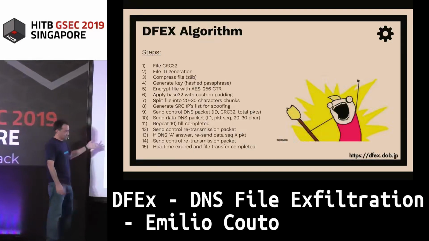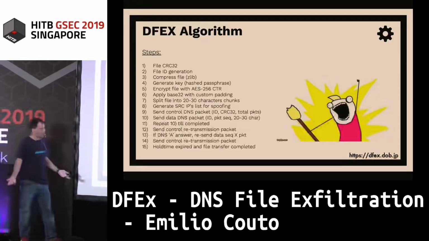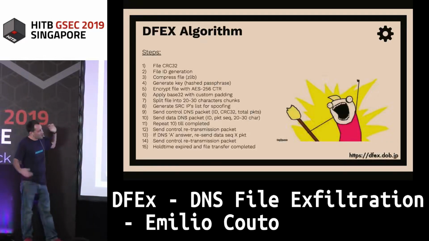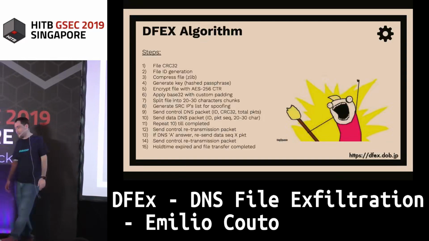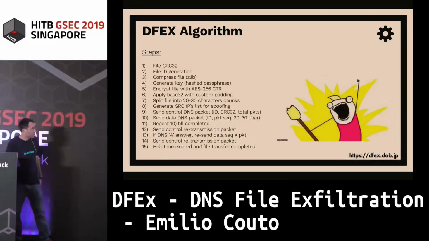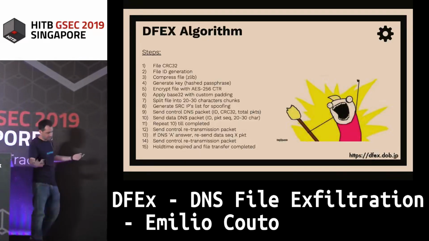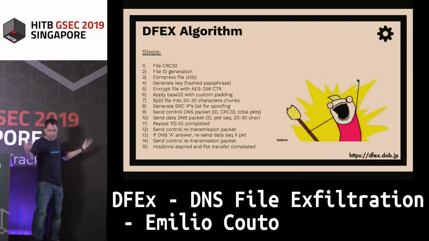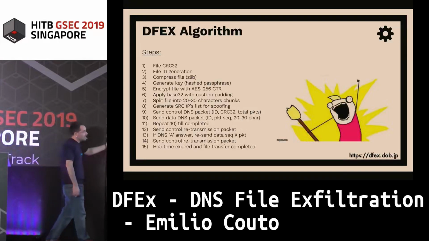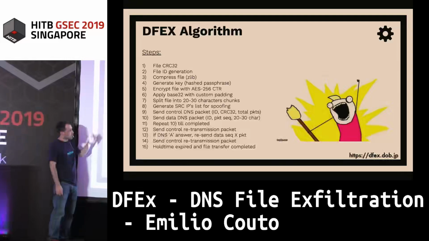So I'm going to compress it because it's a good idea. Then I'm going to generate an AES-256 CTR key. Basically, you put the client and the server with the same key and encrypt it, right? CTR, just for the sake of it.